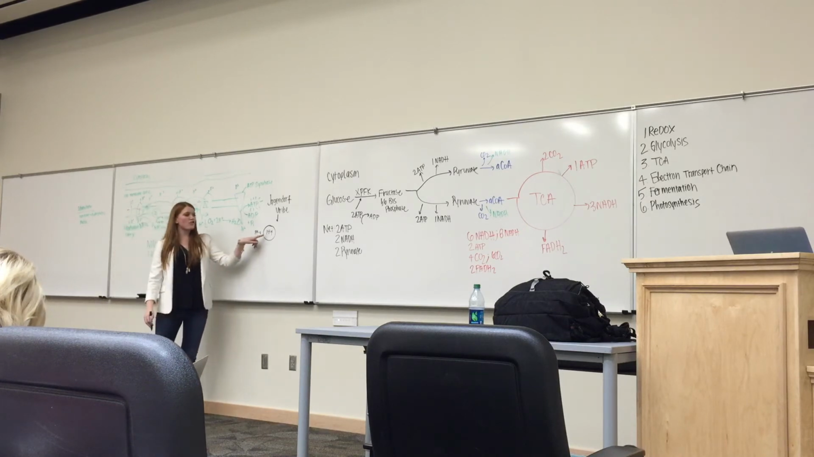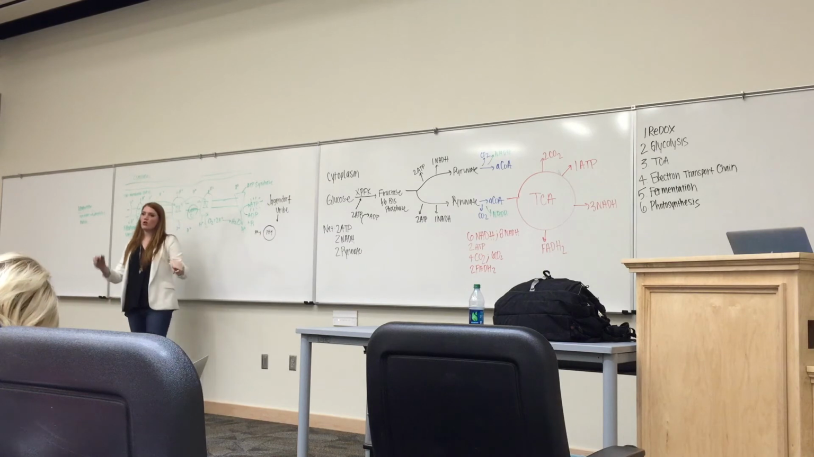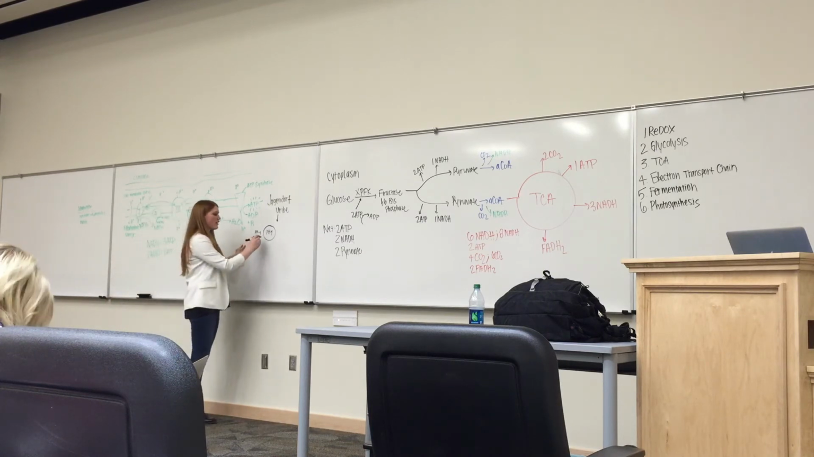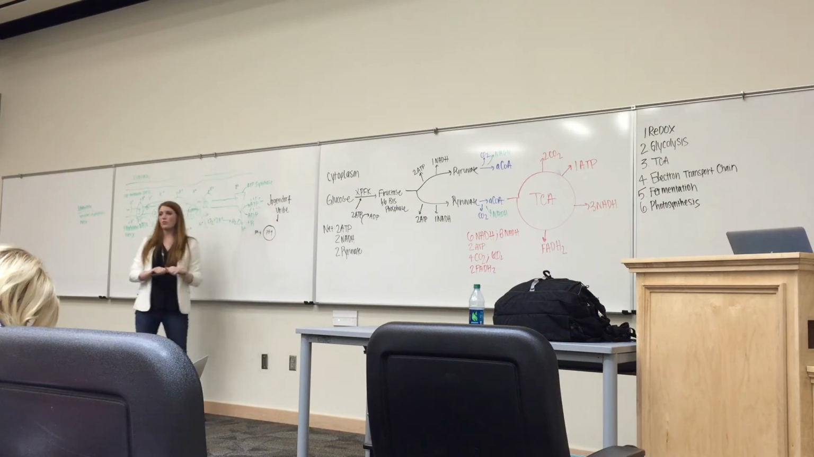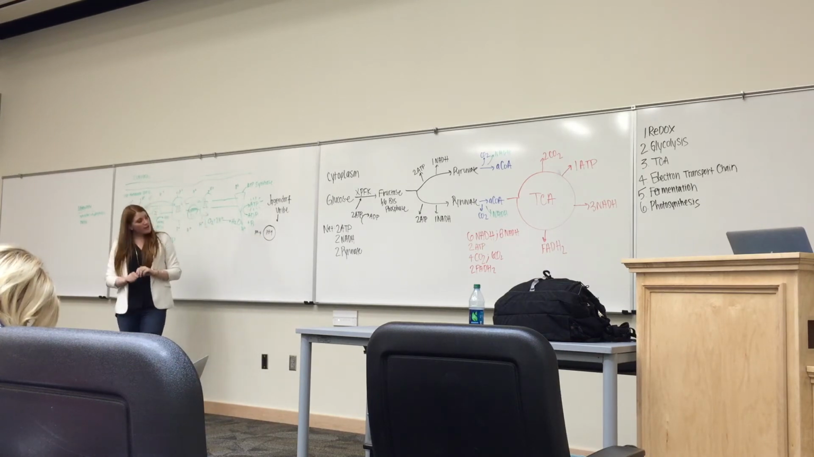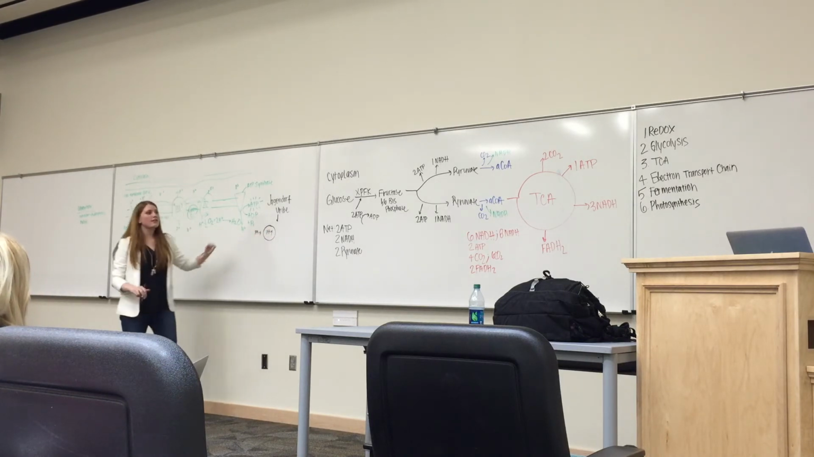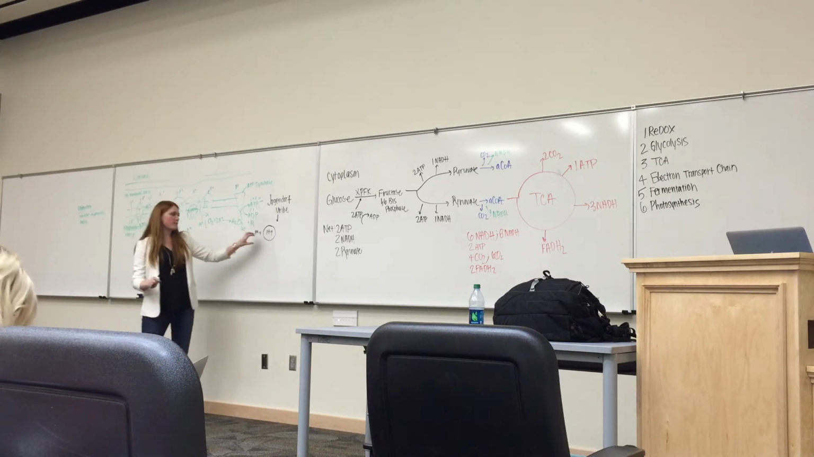This won't happen because there's no gradient. There will be no hydrogens moving down because it's not energetically favorable. So my ATP synthase won't be working. So then what they did, and remember that the mitochondria or the chloroplast they used has ATP synthase in it, and we'll talk about that in photosynthesis.